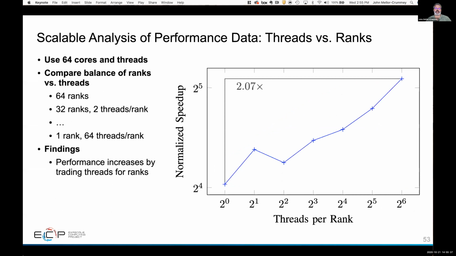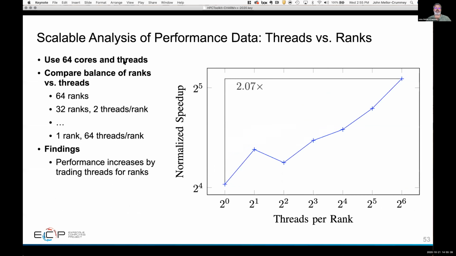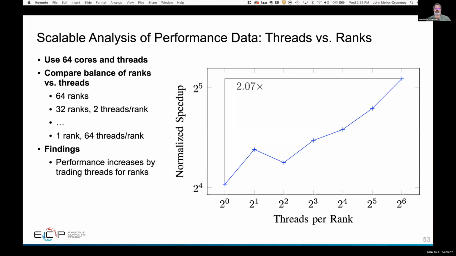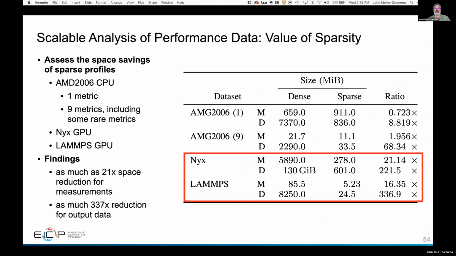Here we're looking at 64 cores. Should we use them as threads or ranks? Here we're using all ranks, and out here we're using all threads, and we find that all threads is much faster within a node than ranks, about twice as fast. So we prefer using threads rather than ranks to analyze the performance data.